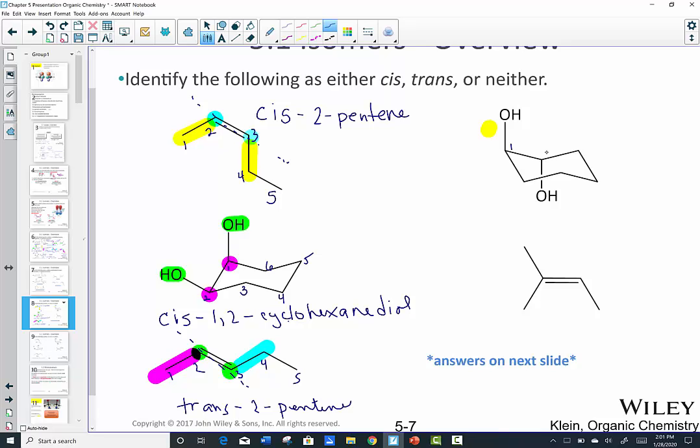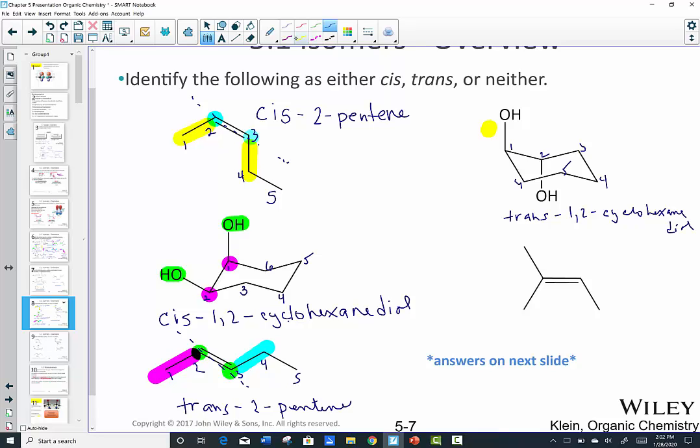Here we have carbon 1, 2, 3, 4, 5, 6. That will be in a trans position. I can see one hydroxyl group above the ring and the other is below the ring. Trans 1, 2 cyclohexane diol. All one word, I just ran out of room.